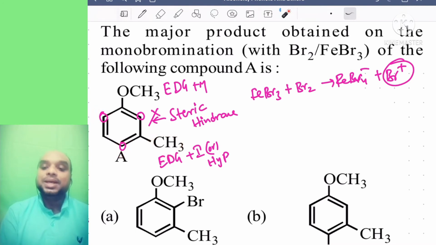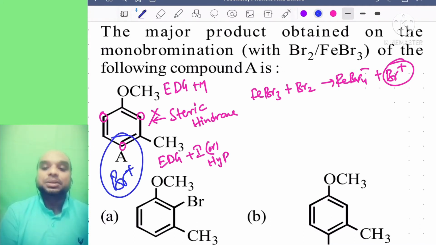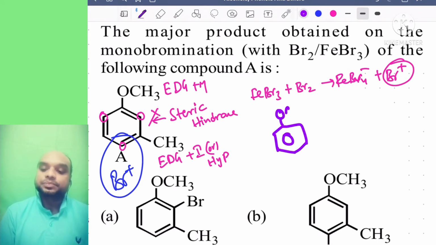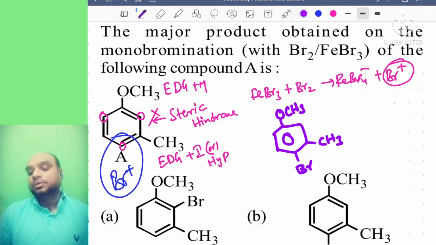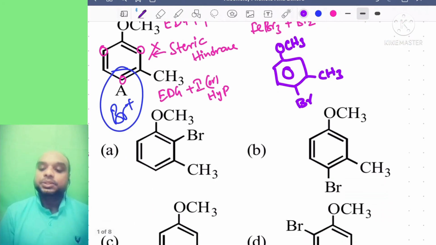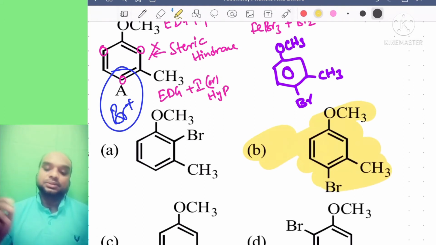So at which position should Br plus attack here? This position. So which compound is possible? The compound with OCH3, here CH3, and Br attacking here. Like that we can choose the answer. Option B is the right answer.